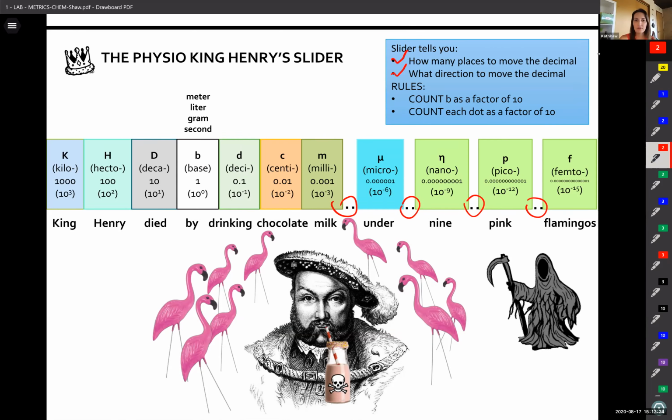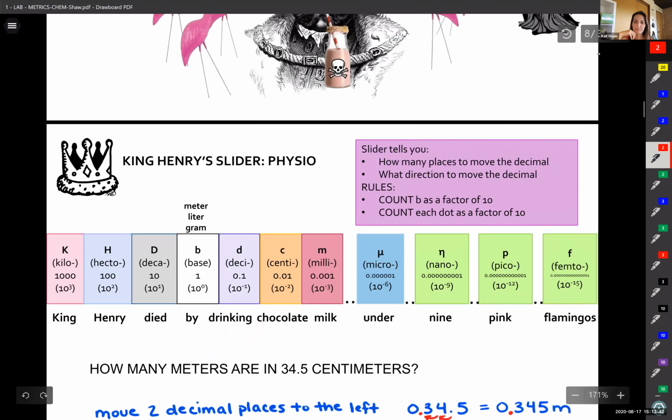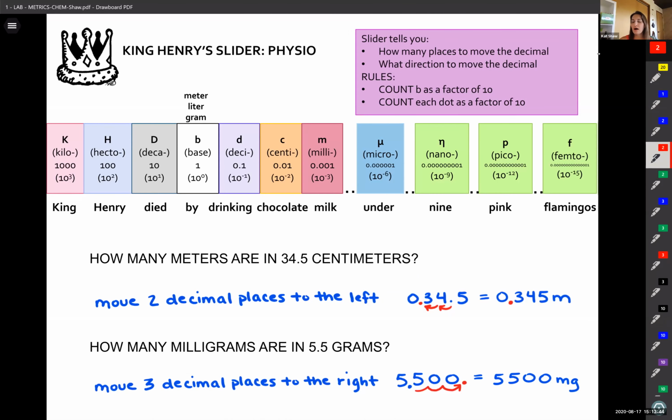We're going to count each one of these boxes here as a base of 10, magnitude 10, and each dot as a factor of 10 as well. Key is we don't count our starting point. Never count the starting point. So let me show you an example of that. We're going to use the same questions we used earlier with the dimensional analysis, but now we'll show how we get the same answer with the King-Henry slider.